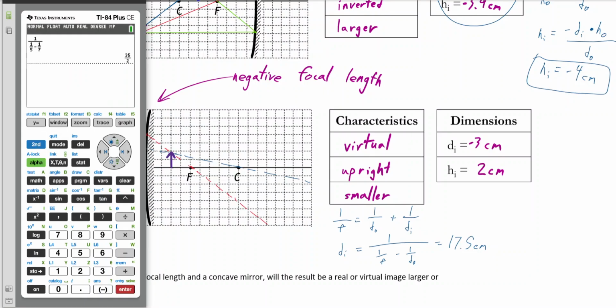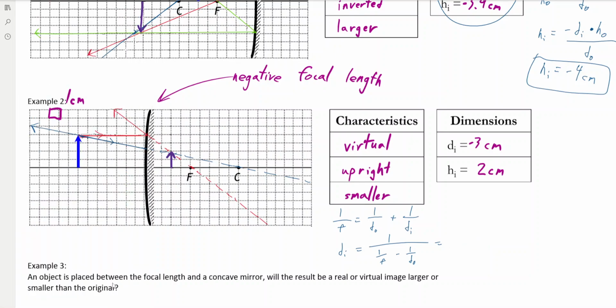Hold on. Oh, I made a classic mistake. The focal length is negative. So 35 divided by 12. There you go. That'll probably get a better answer. And it is a negative result. So negative 2.9. There you go.